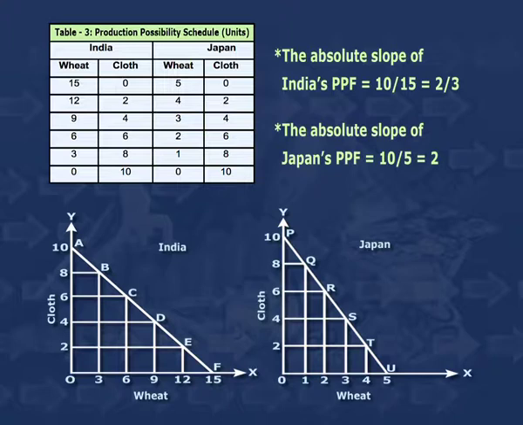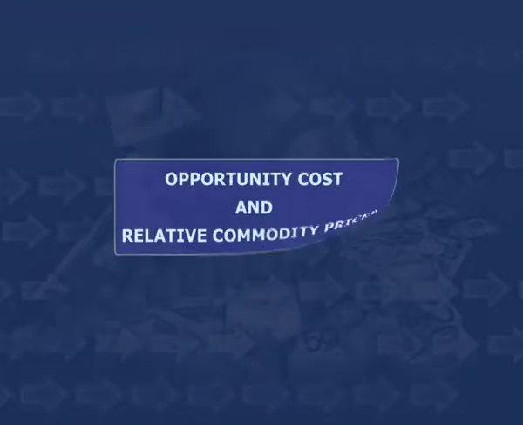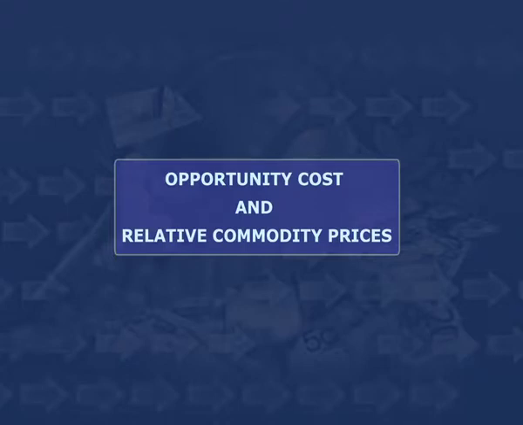India's opportunity cost is lower than that of Japan's. It is shown by the slope of the production possibility frontier of both nations. The production possibility frontier of India is flatter than Japan's production possibility frontier. Now we will have a look at opportunity cost and relative commodity prices.